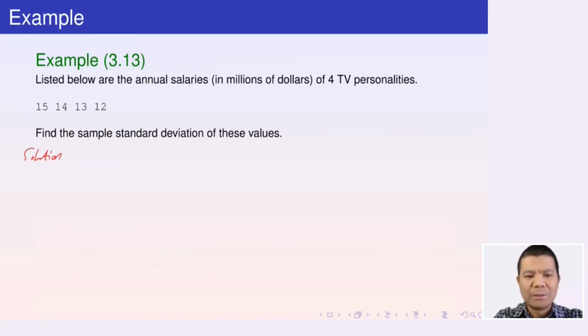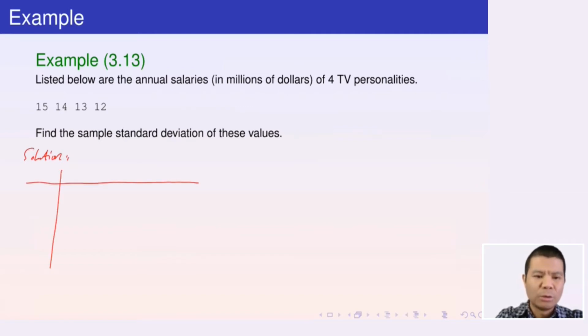So, the solution. What we do is, remember to draw the table here. The first column is all the x values, right? So we put all the x values. Let's just say 15, 14, 13, and 12. And in the second column, you want to find the x bar, which is the sample mean. Since we do not have the sample mean for this example, we got to find it here. Let's find the x bar.